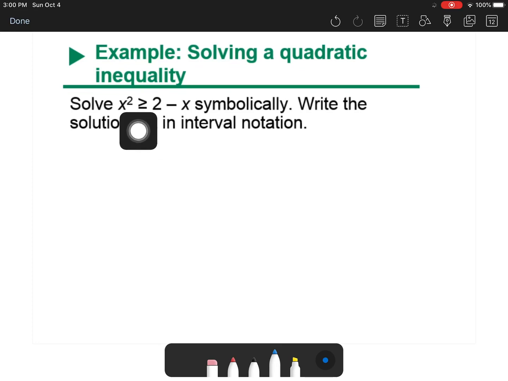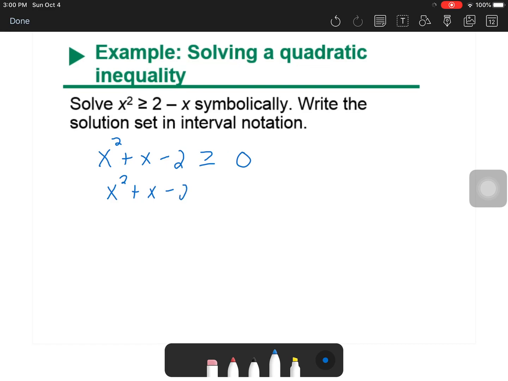So we do need to put it into that standard form. So move your constant and linear term to the left side. So it'll be x squared plus x minus 2 is greater than or equal to 0. And then we're going to just solve this. We can say solve the related equation. You don't necessarily have to change it to an equals, but let's factor it out. x times x, and then we're going to go positive 2, negative 1. So my x-intercepts are going to be negative 2 and positive 1.